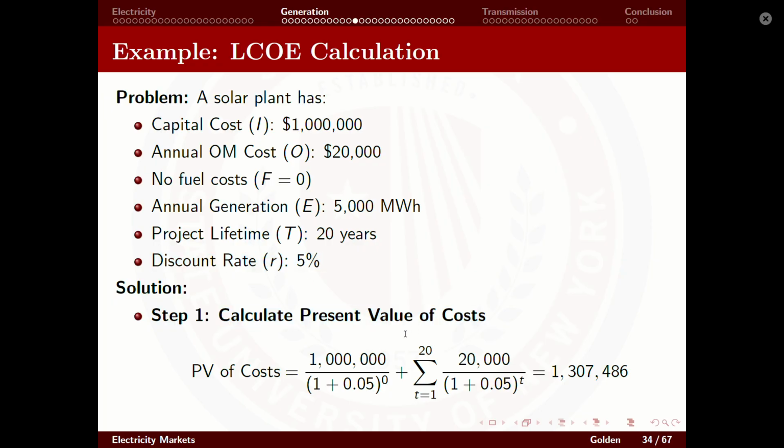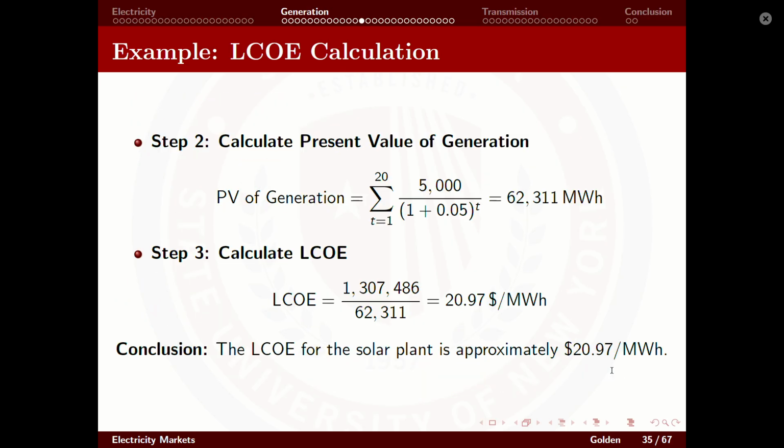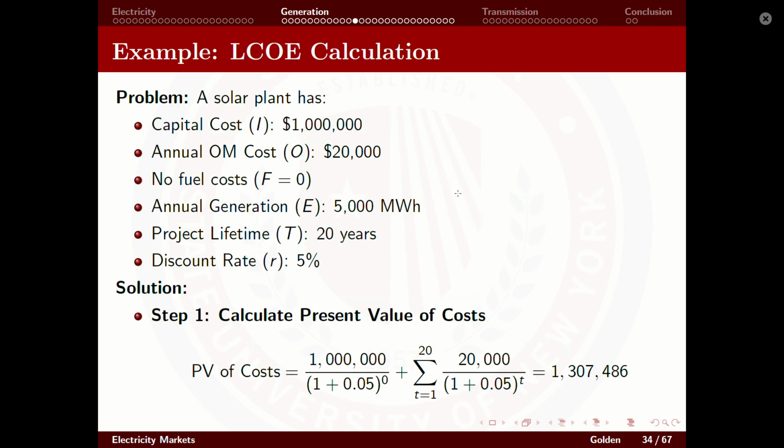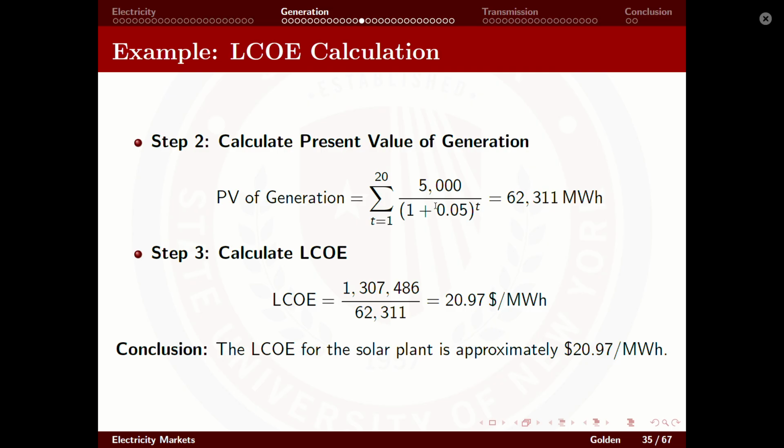So let's start by calculating the present value of the cost of electricity. 1 million over 1.05 to the power 0, that's the upfront cost you have to pay. This ratio is 1 because we're not discounting it at all. We pay it today. And then for 20 years, we have to pay these operating and maintenance costs, which are much smaller, but we had the high upfront cost. And that ends up being equal to this number. And then the present value of generation is equal to 5,000, how much we expect it to generate each year. Remember, this is based on the capacity factor times the max capacity. Discounted, you get this number, and then you divide the two numbers.